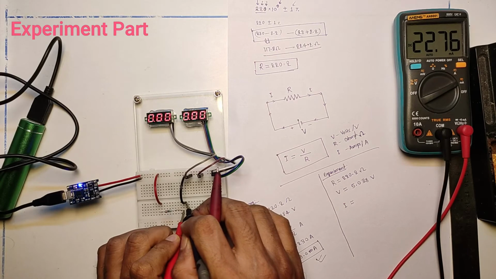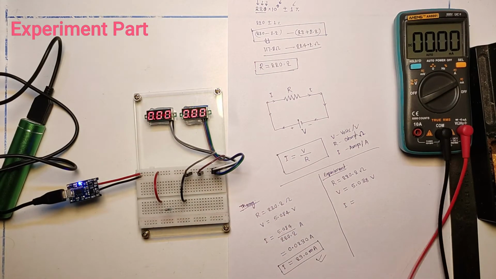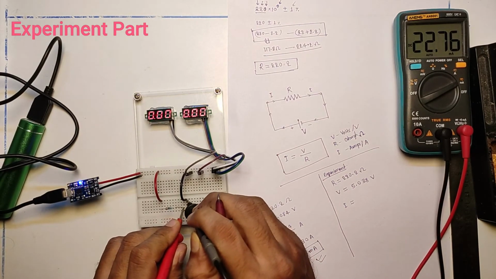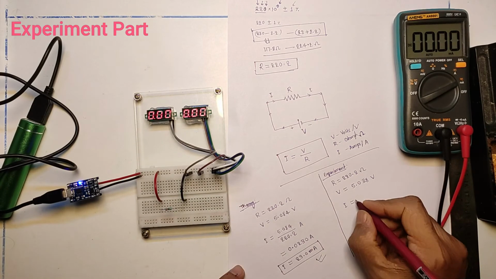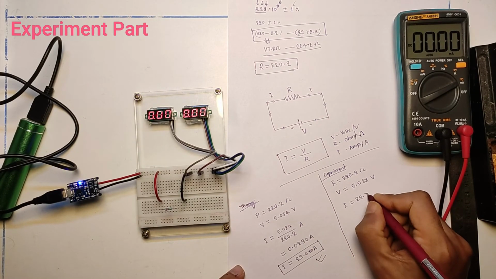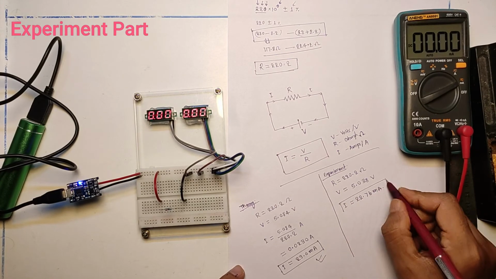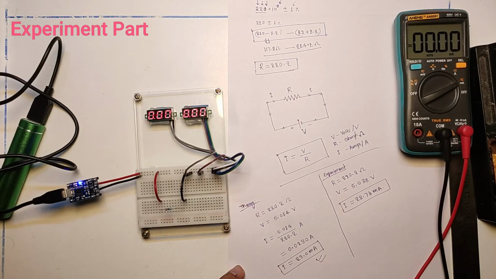How much we are getting? 22.76. 22.76 watt, amps or milliamps? See it's very clear. 22.76 milliamps. That's our practical. There is no calculation in the practical section.